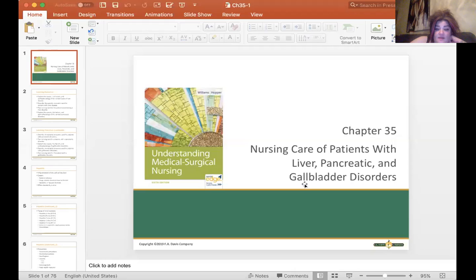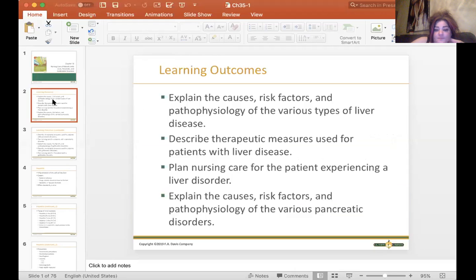So we're going to now switch over to chapter 35. And this is the last chapter before your final. Oh my God, it's crazy. Okay. So this has to do with the liver, pancreas, and your gallbladder.